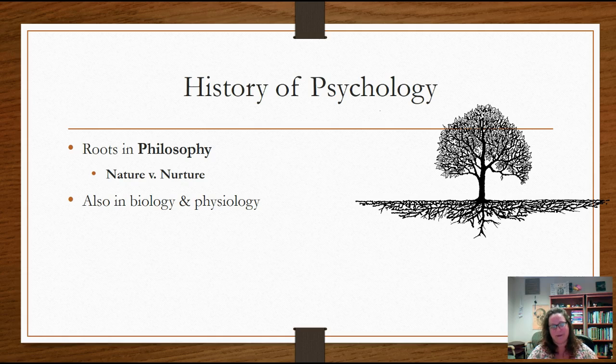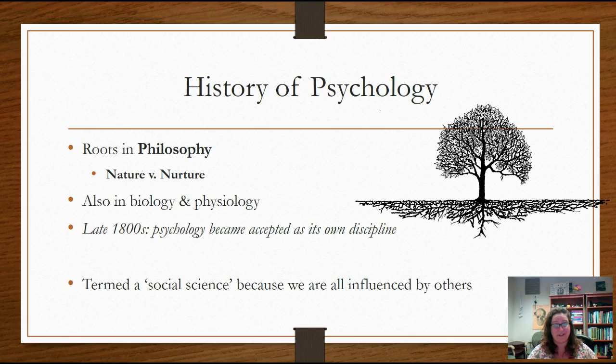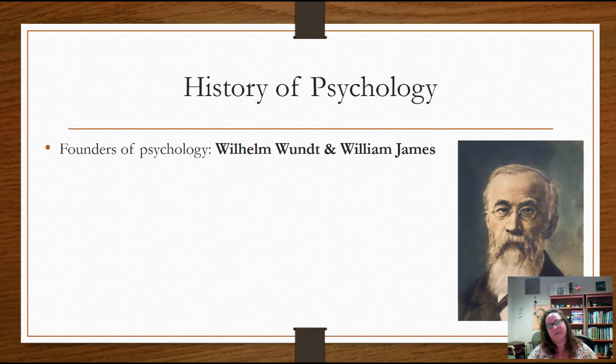Most things are both. We also have a history in biology and in physiology, but it really wasn't until the late 1800s when psychology became its own discipline. So it's got this long past we can trace way back, but a really short history for a science. We also call psychology a social science because we're influenced by other people. What we're going to spend some time on now are our founders.